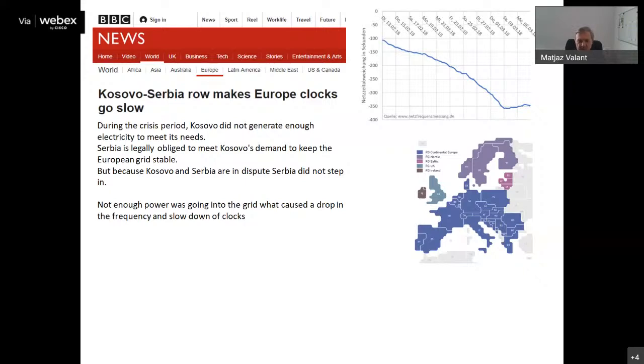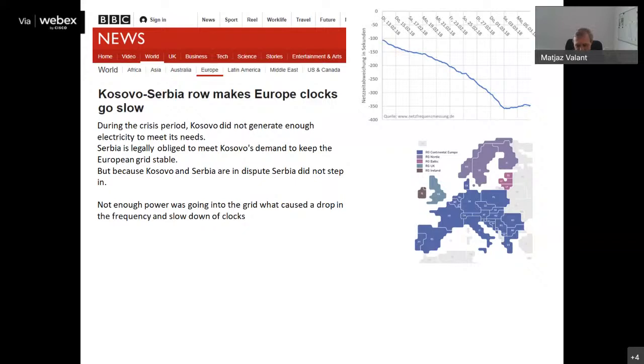So they had a shortage of energy, but Serbia didn't want to give them energy to fill up their shortage. Nobody really noticed that because Kosovo's production is minor compared to the whole European production. Because of this small lack of power in the European grid, the frequency slightly dropped under 50 hertz, and that went on for a long time.